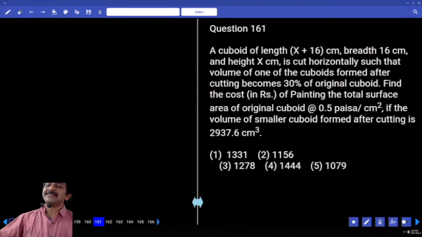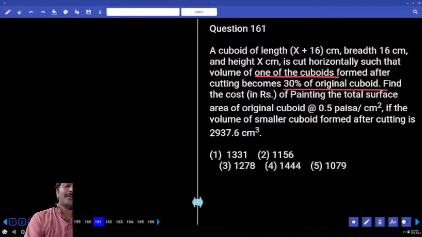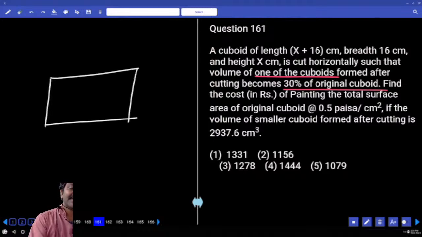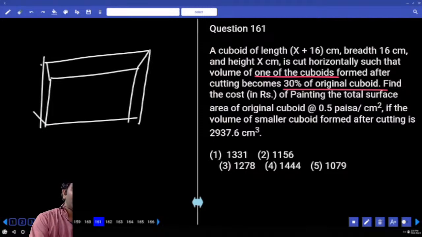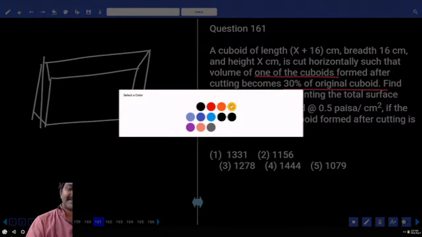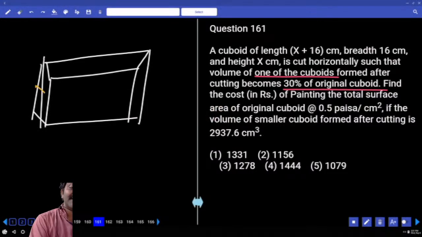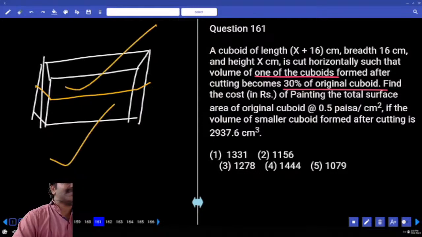A cuboid of length x plus 16, breadth 16 and height x centimeters is cut horizontally such that the volume of one of the cuboids formed, be careful here, one of the cuboids formed after cutting becomes 70% of the original cuboid. See, assume that this is your cuboid. Now this is cut into two pieces. Horizontally they are saying. So this is the cut. This is first part and this is second part.